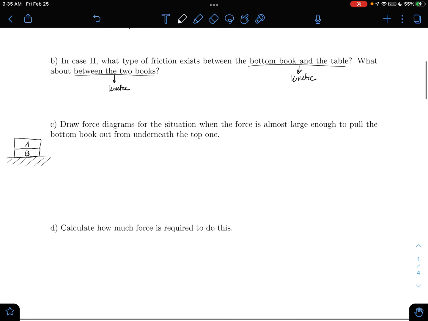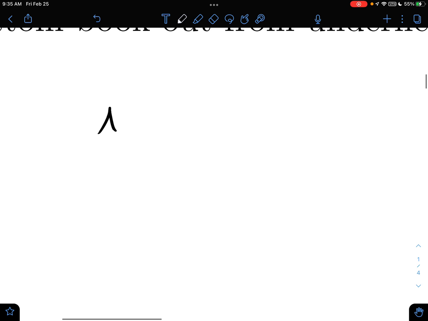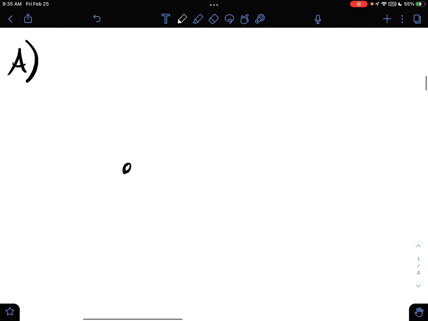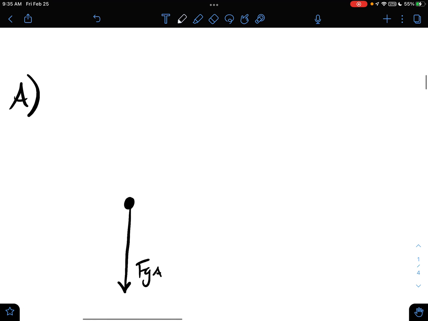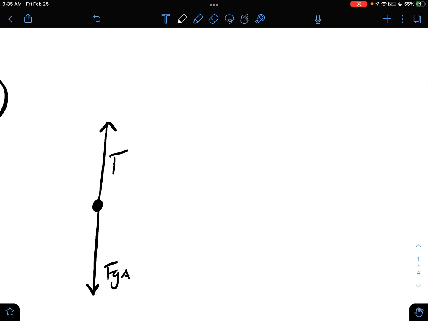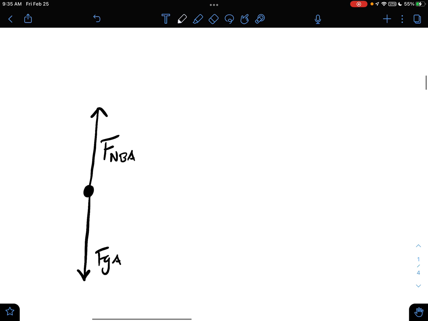The first thing we're looking at is the situation where the force is almost large enough to pull the bottom book out from underneath the top one. So let's start thinking about book A, the one I said was on top. Here's our book A, and the forces acting on it. We have gravity going down, here's our F_GA, and we have the normal force from book B. So this is going to be the force normal of B on A.